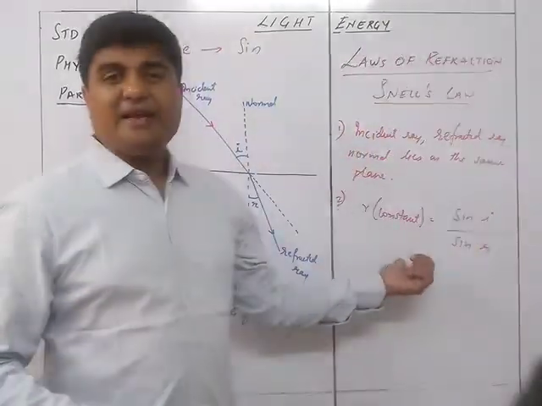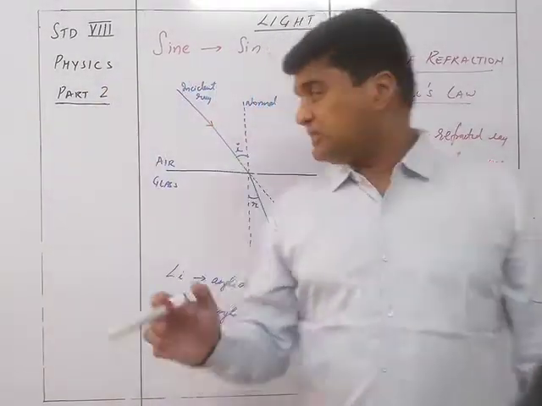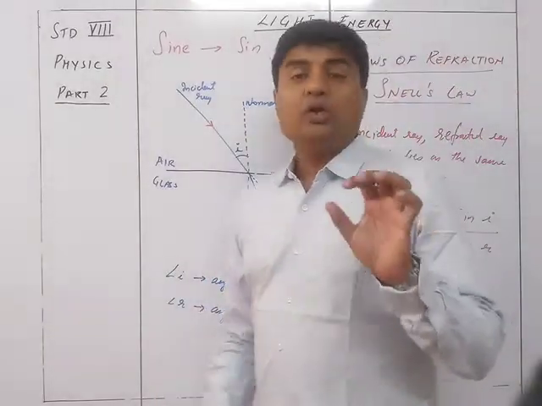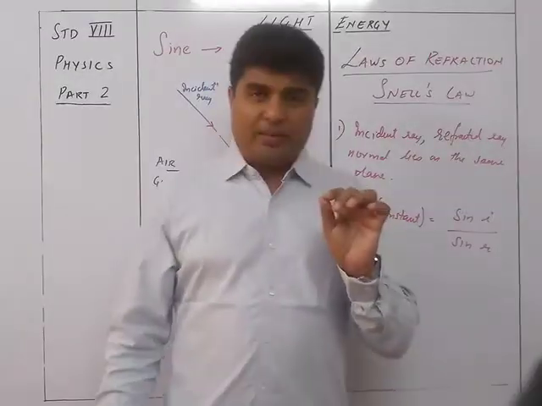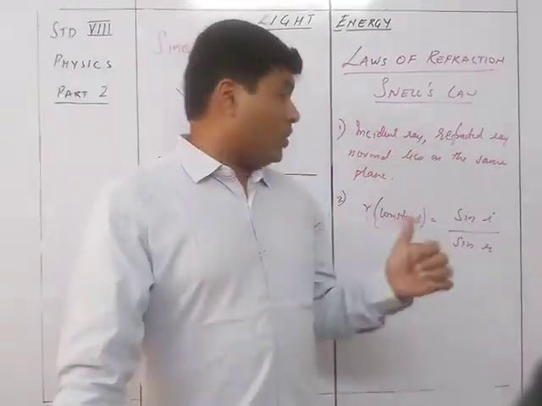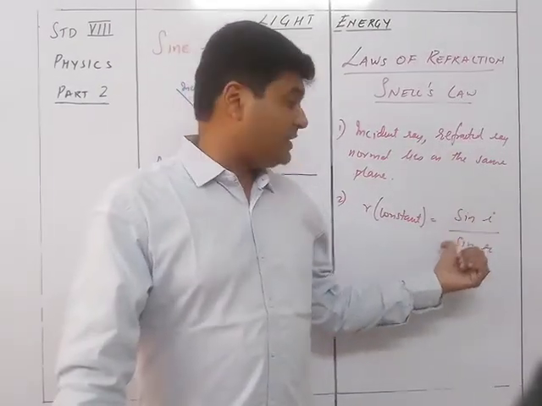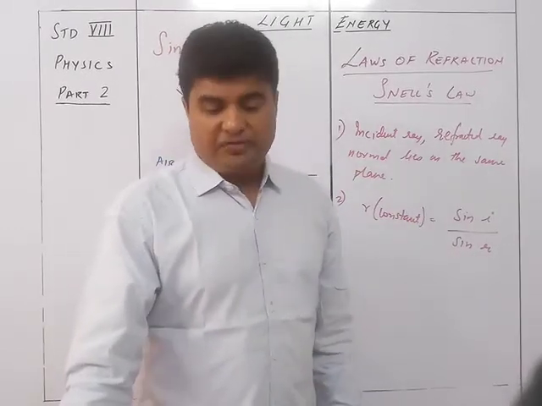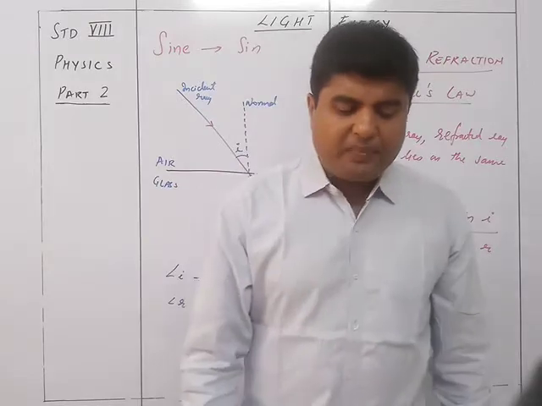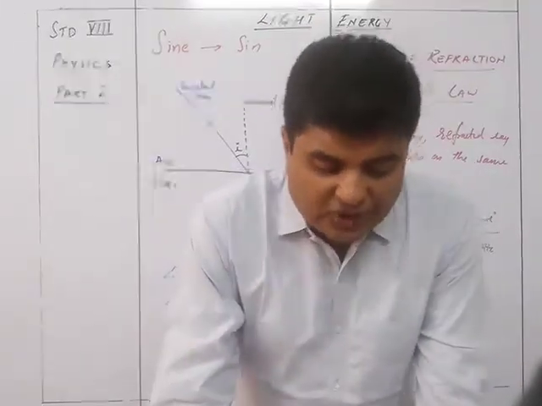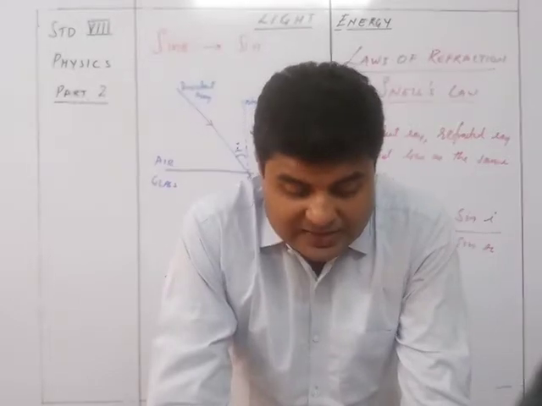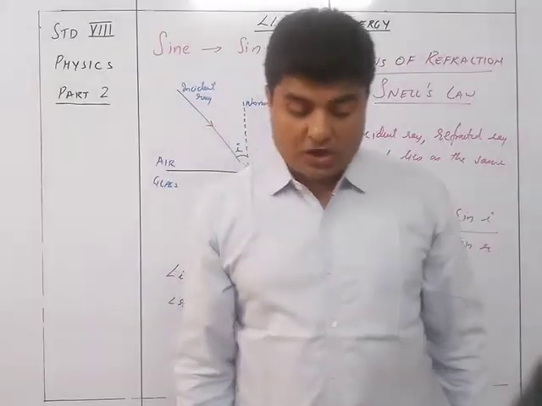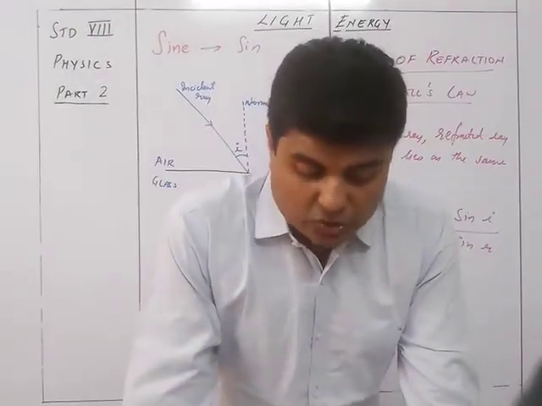So here you can see that for a given pair of media, that is air-glass, air-water, glass-water, any two media we are talking about, the ratio of the sine of the angle of incidence and the sine of the angle of refraction is going to remain constant. So this is the second law of refraction. What is the second law? That for a given pair of media and given color of light, the ratio of the sine of the angle of incidence i to the sine of the angle of refraction r is constant. That is, sin i upon sin r is equal to constant.